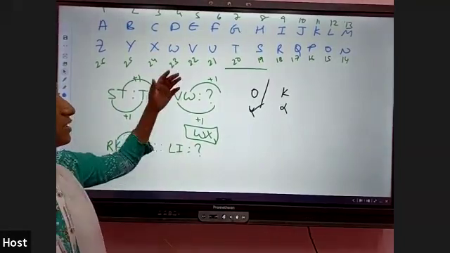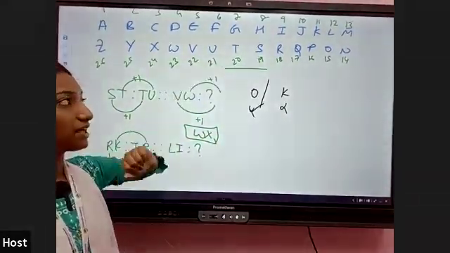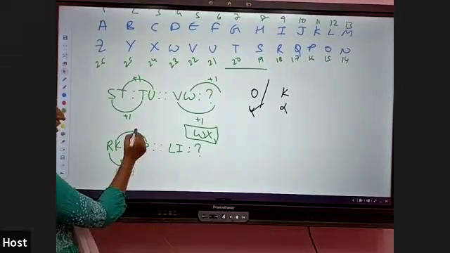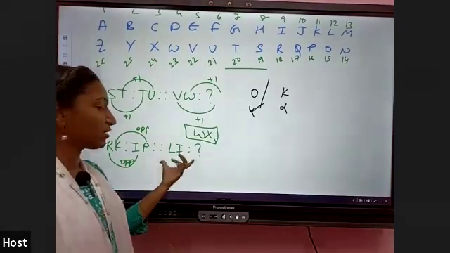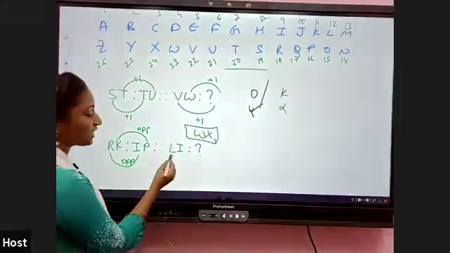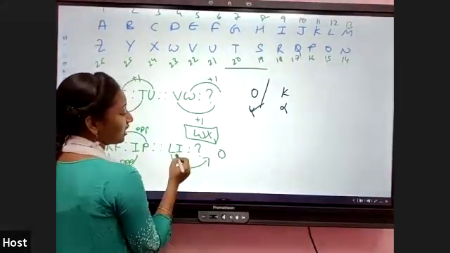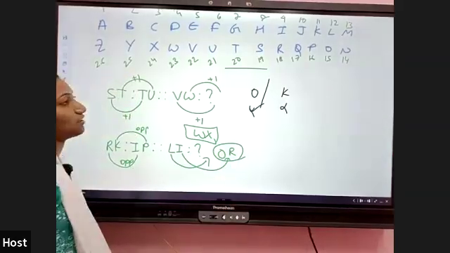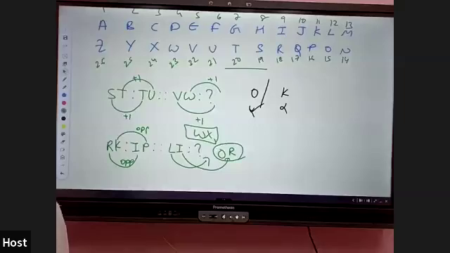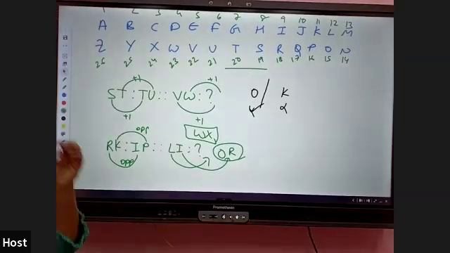Next, K and P. The relation between K and P is opposite letters. So here also they give opposite letters. We should apply the same theme to this question. The opposite letter of L is O. The opposite letter of I is R. So OR is the answer.